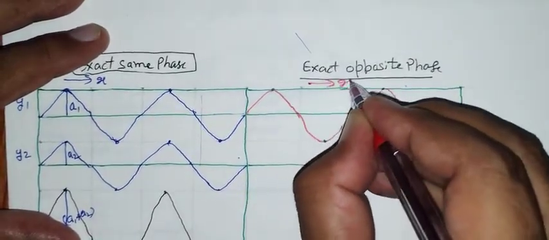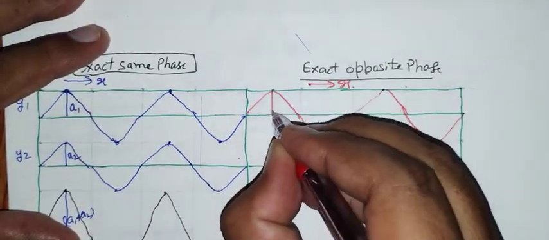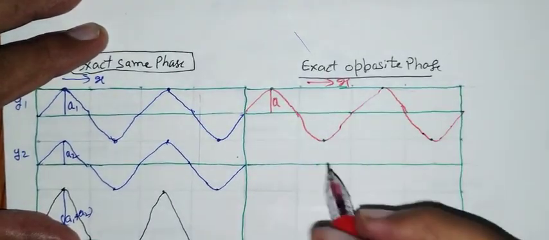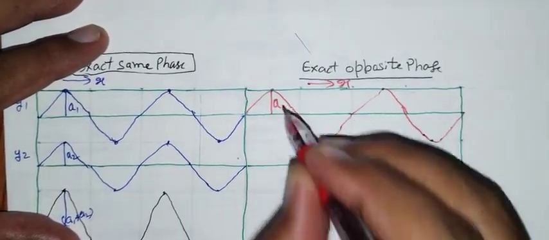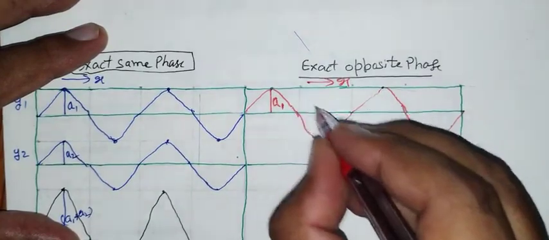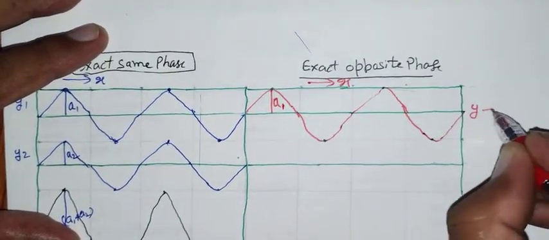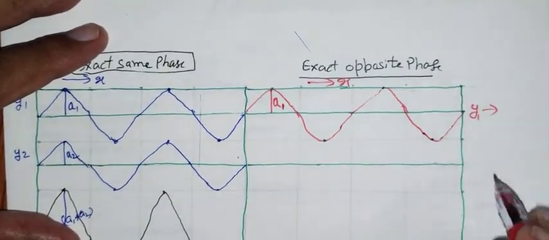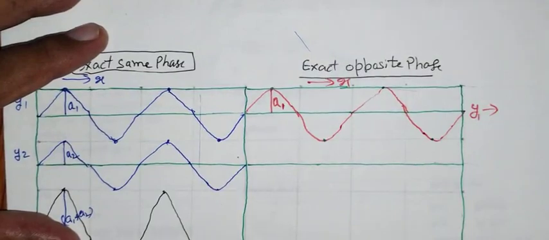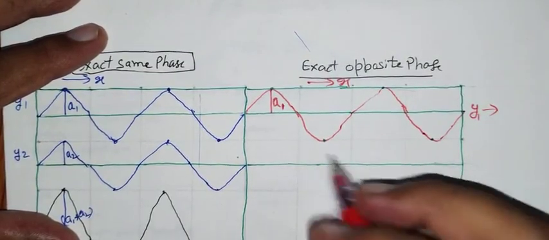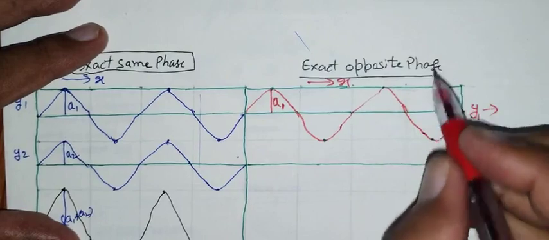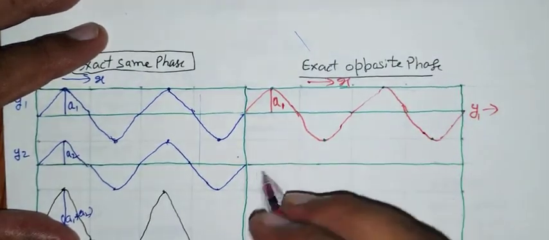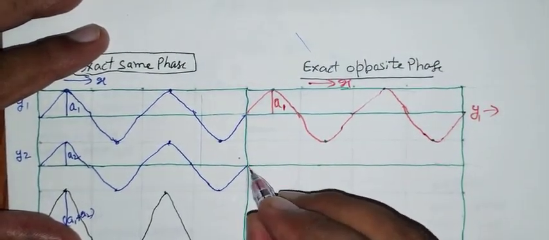Traveling in the direction of the x-axis with maximum displacement, that is amplitude A1, the first wave y1 is here. Let us see y2 also. For y2, they are meeting in opposite phase. Opposite phase refers to this. It is like this.